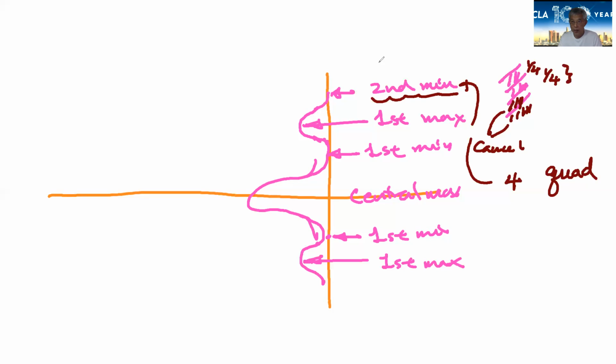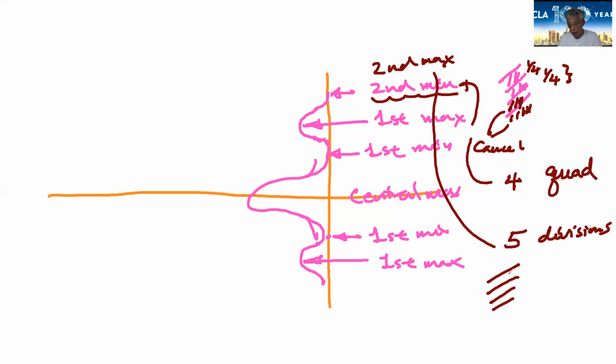For the next one, the second maximum, you divide it into 5 divisions. So you have 1, 2, 3, 4, 5. This will cancel this, and this will cancel this, so you have 1/5 of the total light left. That becomes your second maximum. So the second maximum has 1/5 of the light.